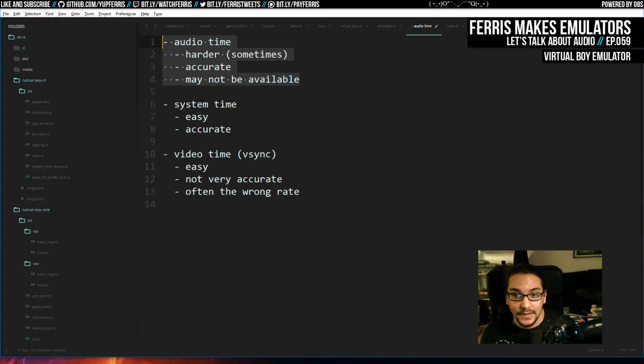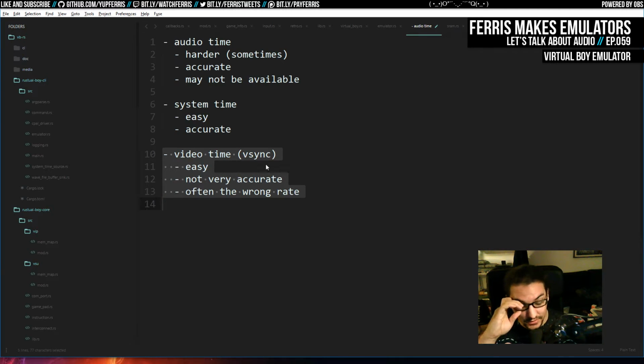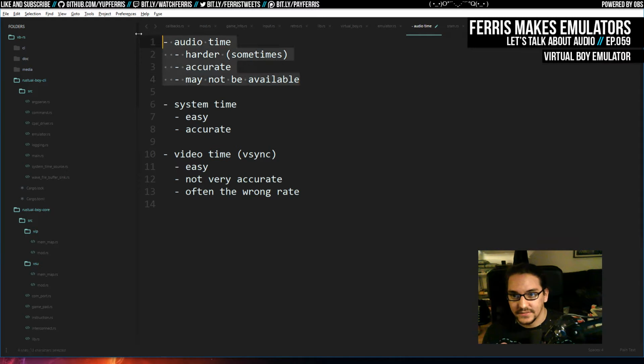But again, remember, audio time may not be available, but then system time will give you something pretty accurate. Also, video time may make sense in some scenarios. For example, if your emulator runs at the same refresh rate as your monitor, and audio is not available, then video time is actually a great time source, because you may be running slightly too fast or slightly too slow, but it's going to look perfect in terms of your refresh rate. So there is still some validity to that approach as well. But generally, this is what you want to prioritize.